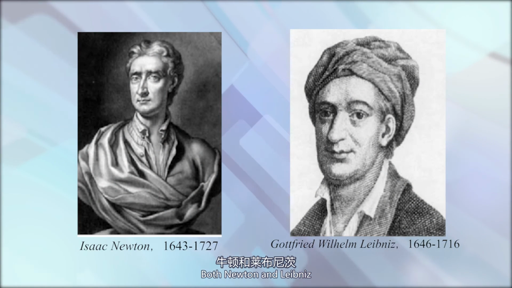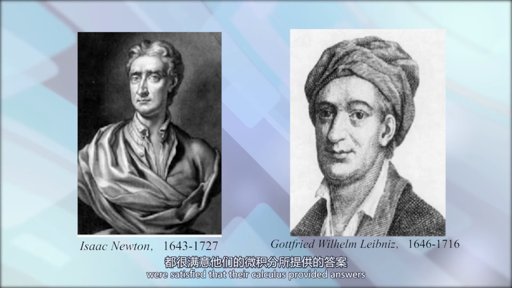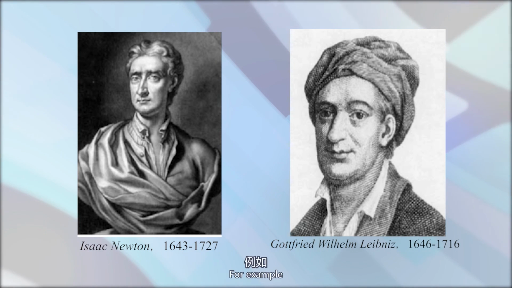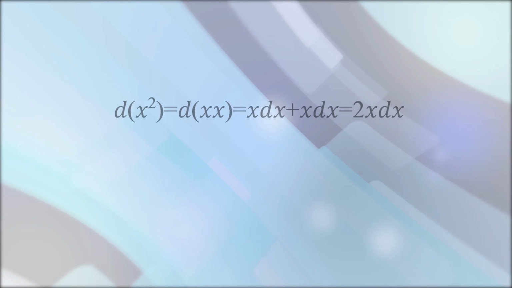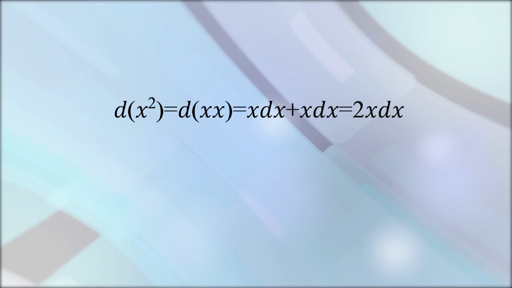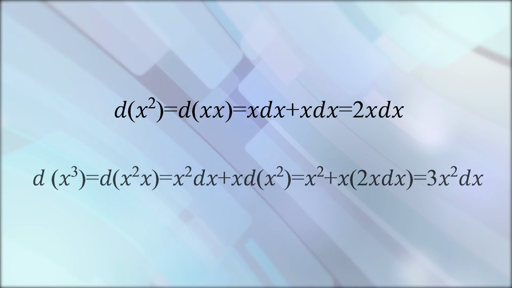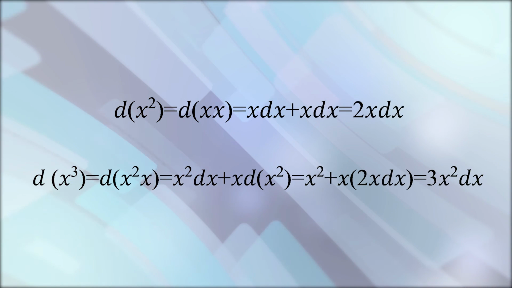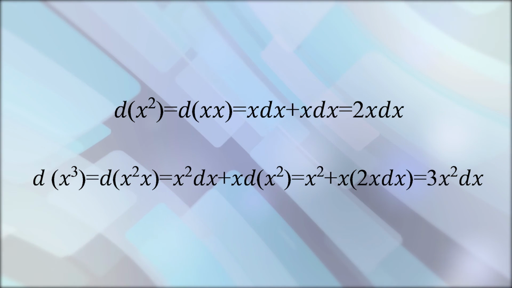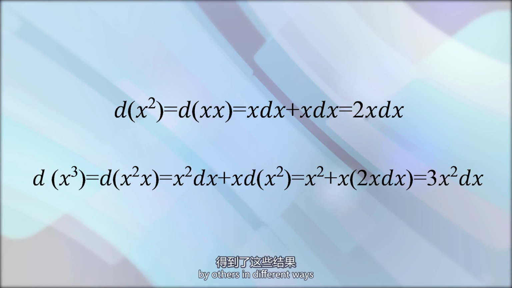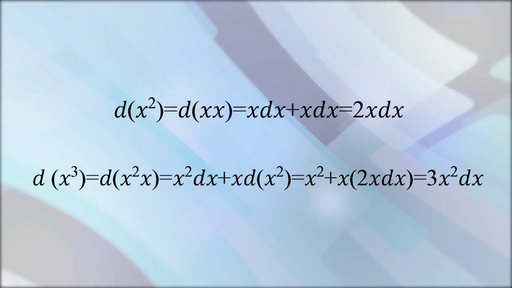Both Newton and Leibniz were satisfied that their calculus provided answers that agreed with what was known at the time. For example, that the differential of x squared is equal to 2x times dx, and the differential of x cubed equals 3x squared dx. Results that were essentially derived by others in different ways.